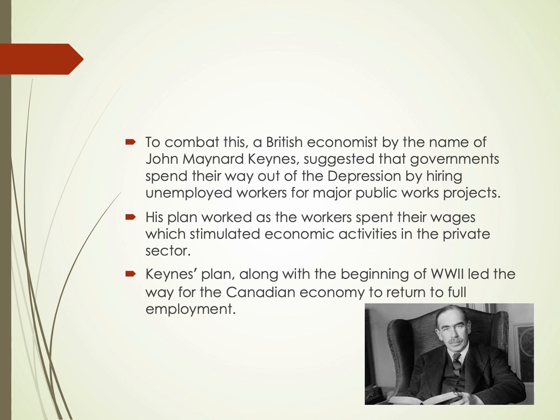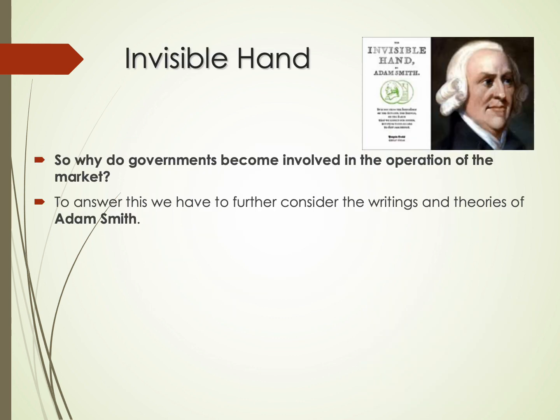Again, Keynes' plan, along with the beginning of World War II, led the way for the Canadian economy to return to full employment. But when you are doing this, of course, don't forget that the government also, again, is now giving stimulus, okay, money. The same thing applied again in the COVID era, where again the government started to pay money to people who were not able to work. Very similar situation here, and we prevented the depression at that time.